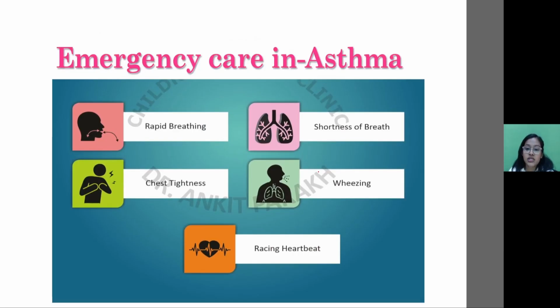Next up is emergency care in asthma. If the patient is having an asthma attack, how will you assess that the patient is suffering from an asthma attack? If the patient is breathing rapidly, suffering from shortness of breath, or holding his chest and complaining of chest tightness, and is wheezing to inhale air, and is having a racing heartbeat. If the patient has more than 2 of these factors, you will conclude that the patient is suffering from an asthma attack, right?